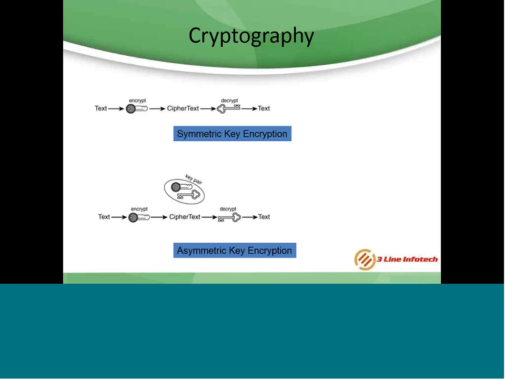We have two types of encryption: symmetric key encryption and asymmetric key encryption. In symmetric key encryption, I am going to use the same key. Here is the text, which is the incoming message, and this is the encrypt key. I am going to apply some key to it. Generally a key contains some algorithm. Key cryptography is again a different topic. It contains keys and certificates.